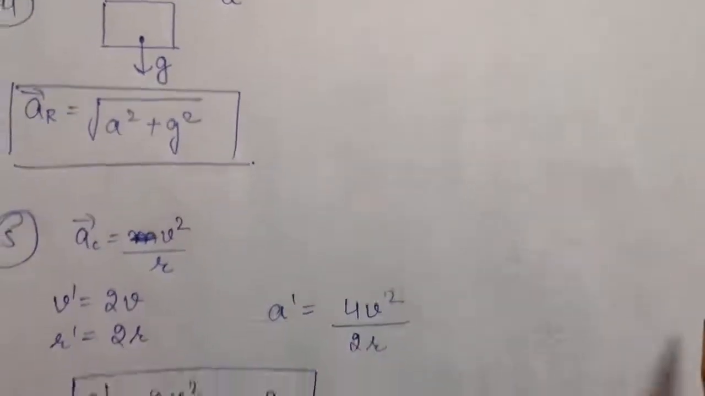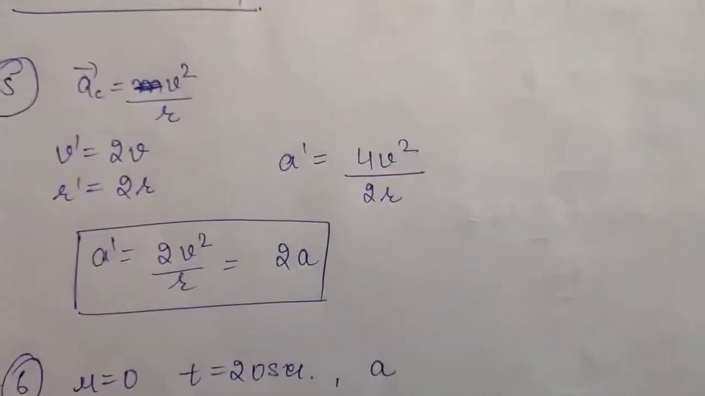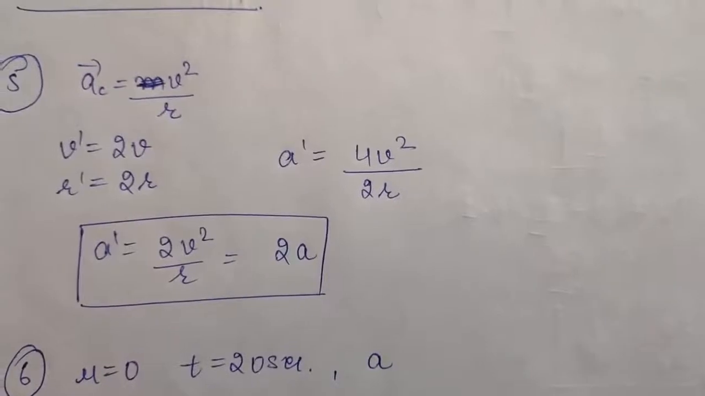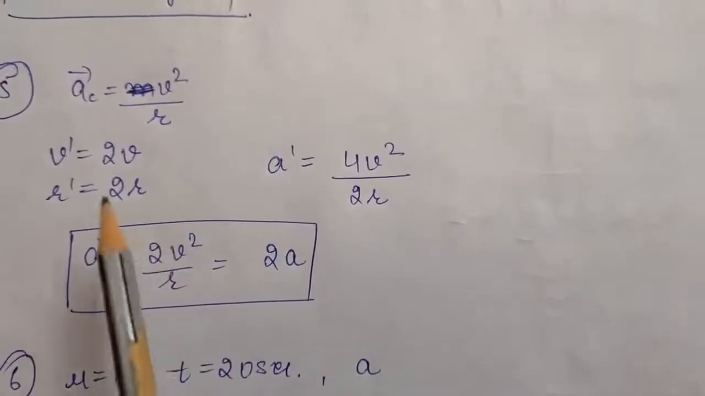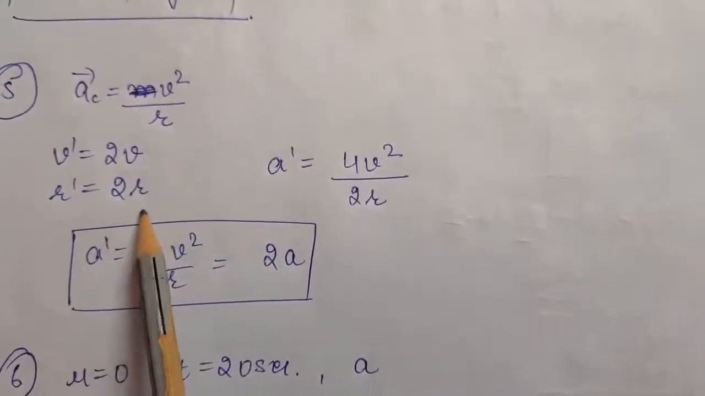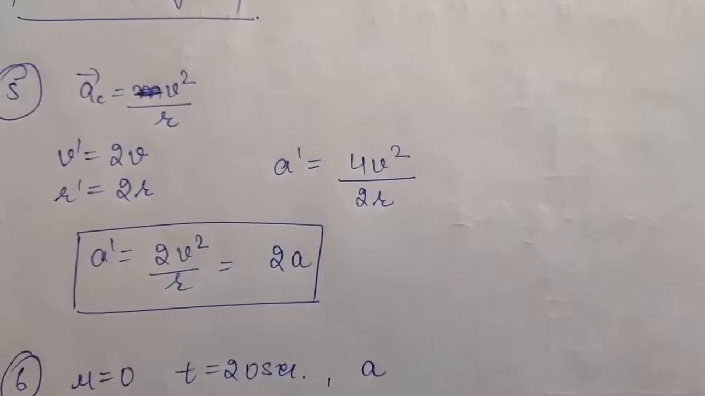Okay, in fifth question, you are given if the speed of a body is doubled and the radius of circular path is doubled, then what will be the effect on centripetal acceleration?